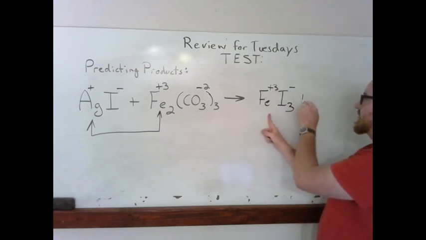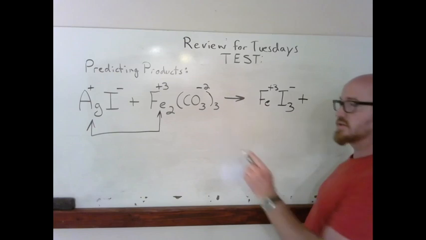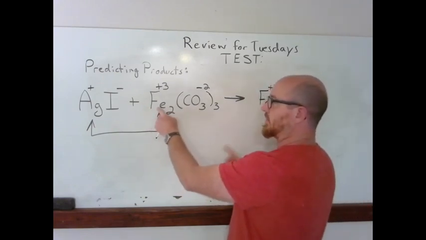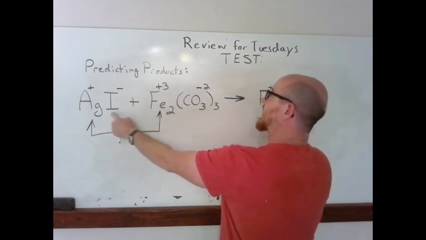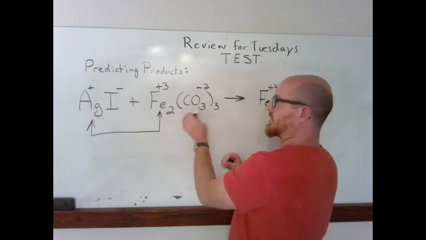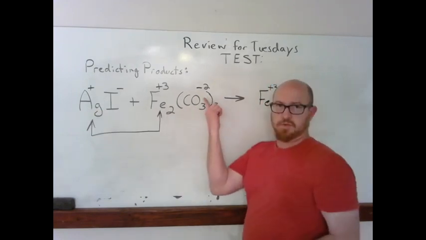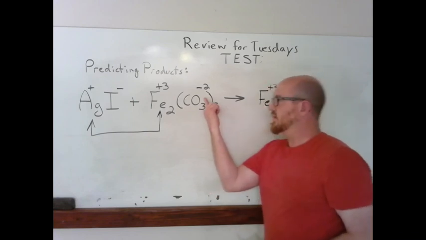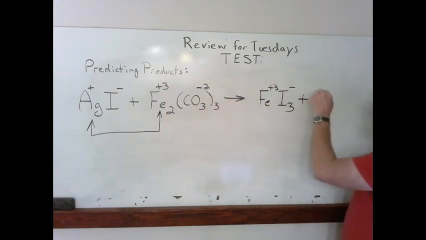Now we're not done because we're going to add that to our new compound. We've already done iron and iodine. Now we need to do silver, which will come back over here and bond with our carbonate. All right? So we're going to add that to Ag.